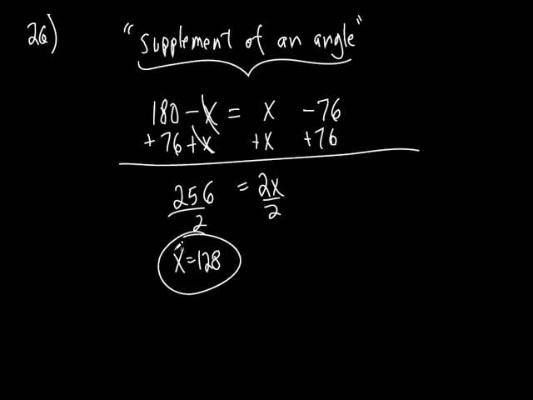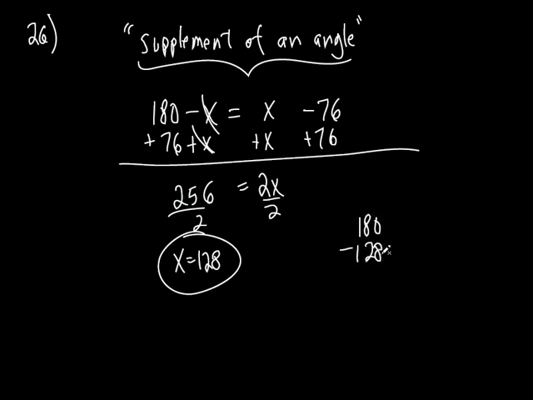128. So x is 128. So the angle itself is 128. But I also have to find, it says, what are the measure of the angles? Actually, it says, what's the measure of the angle and its supplement? So this is the angle itself. How do I find its supplement? That's it. Subtract it from 180.